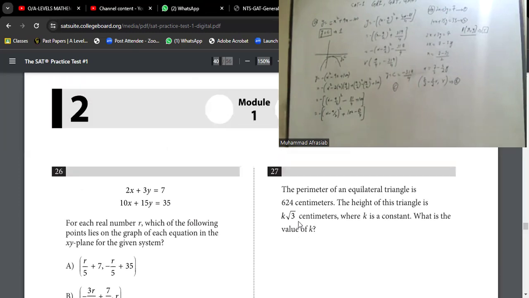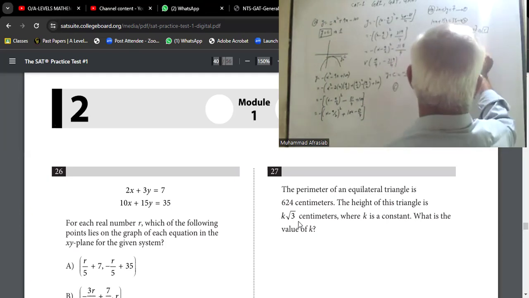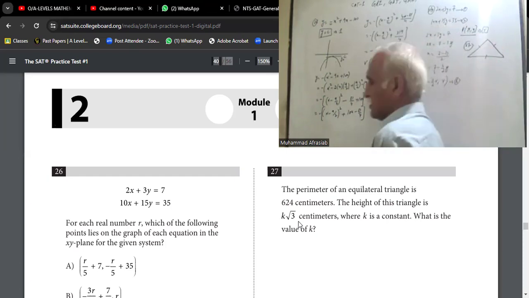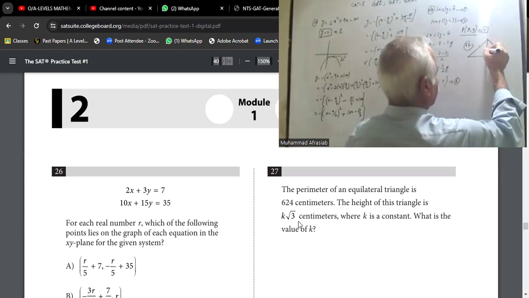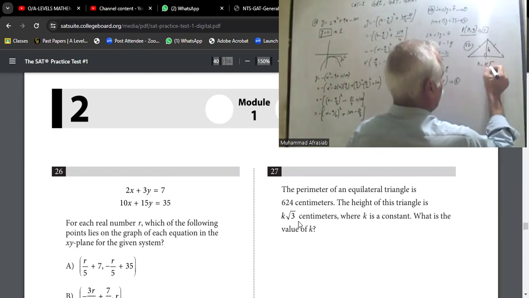Question number 27. The perimeter of an equilateral triangle is 624 centimeters. The height of this triangle is k root 3 centimeter, where k is a constant. What is the value of k there? Since it is an equilateral triangle, which has three sides equal, and the height of that triangle is, this is the height, let's say h is equal to k root 3.